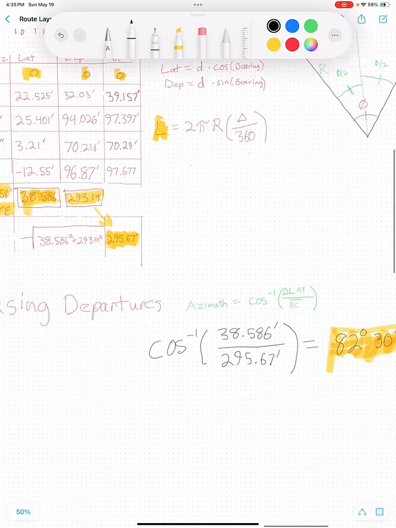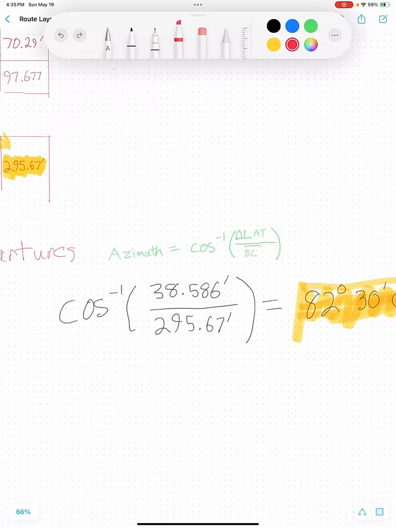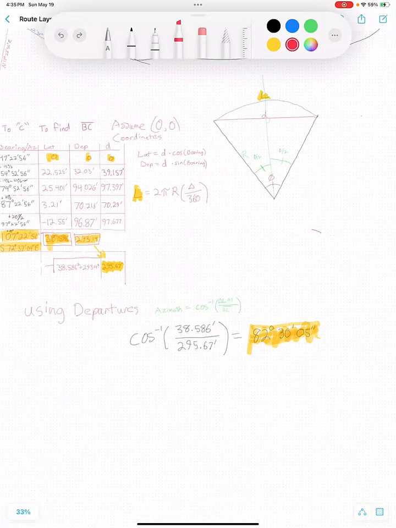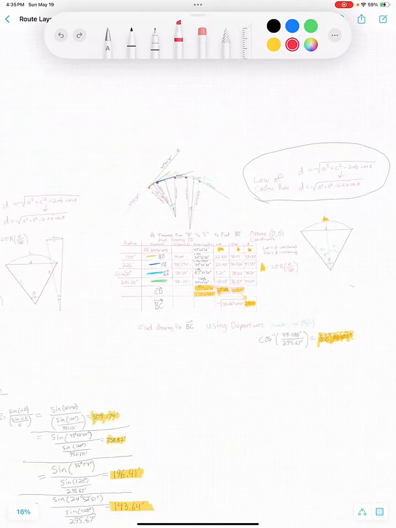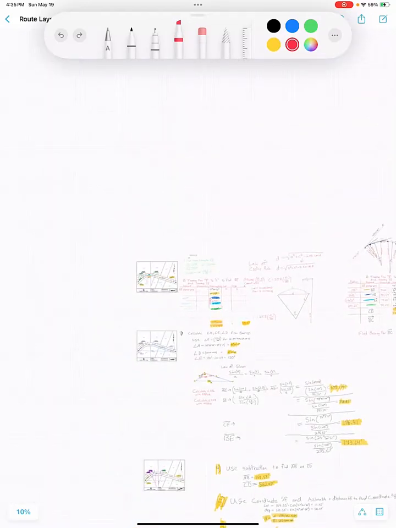So that 38.586 came from there. The 295.67 came from there. Those both go here. And that's how we get that 82.3005. Okay? So that 82.3005 is that bearing BC. So now why is that super important?